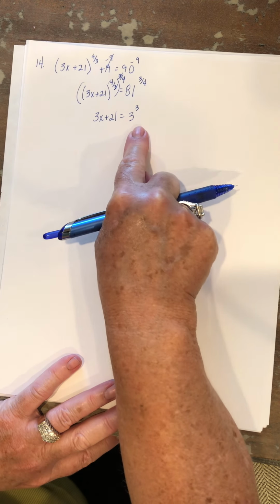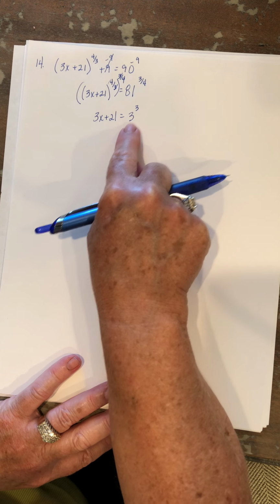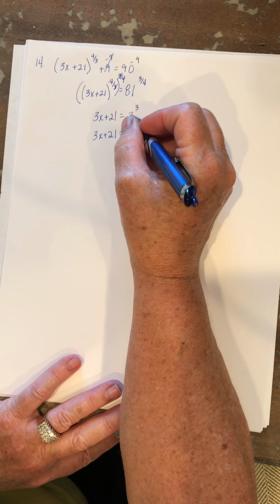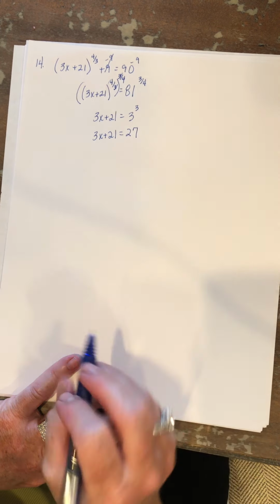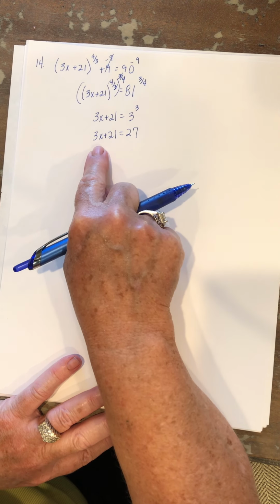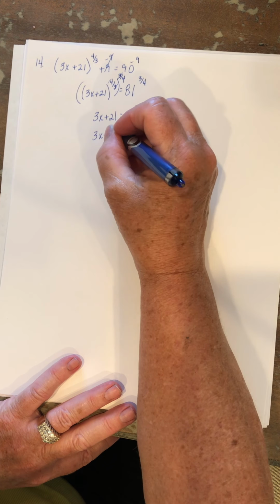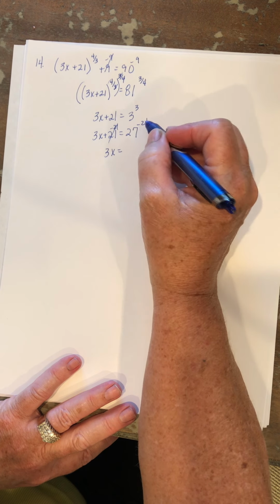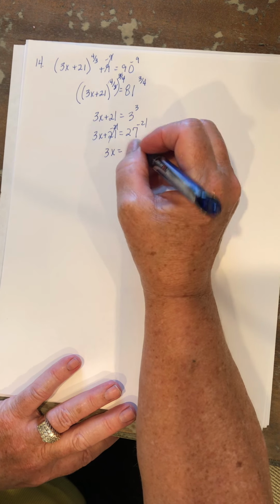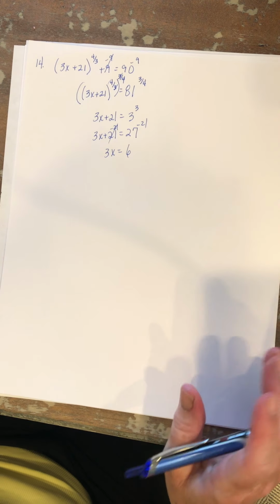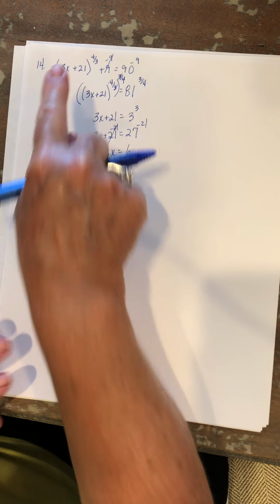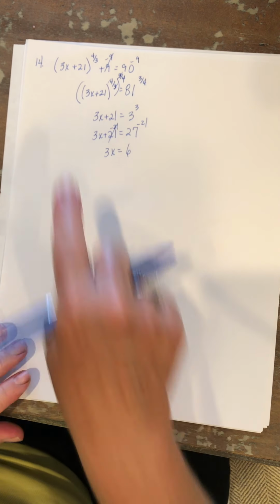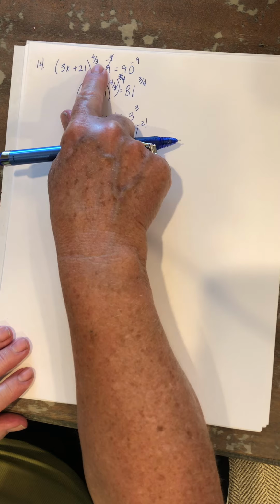Okay? Follow your PEMDAS. You have to raise to the powers first. So 3x plus 21 equals 3 to the 3rd power, which is 27. Simple algebra 1 problem. I'm subtracting 21 from both sides. 3x is equal to 27 minus 21, which is 6, and I'll let you go on and finish it. Remember, when you check it, you always check it back in here. If it makes a true statement, then it is an answer. On this one, you would do it all in here first and then take the cube root.